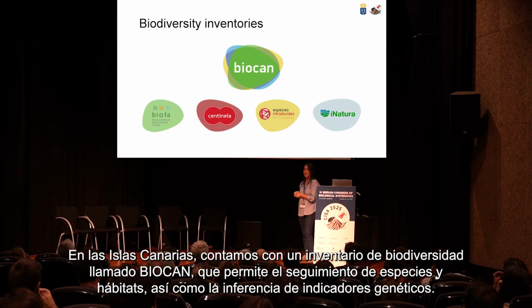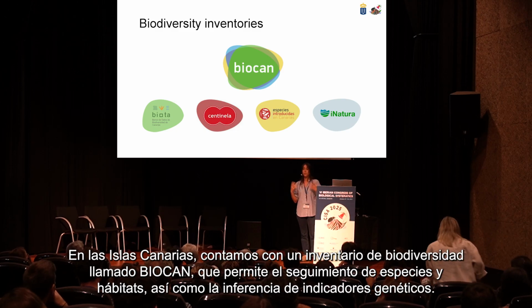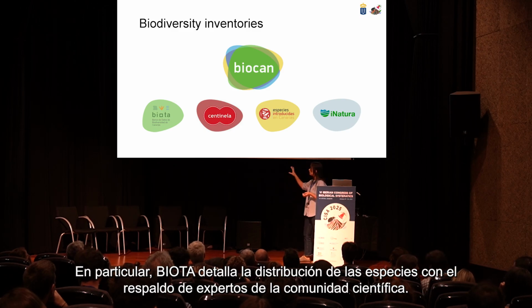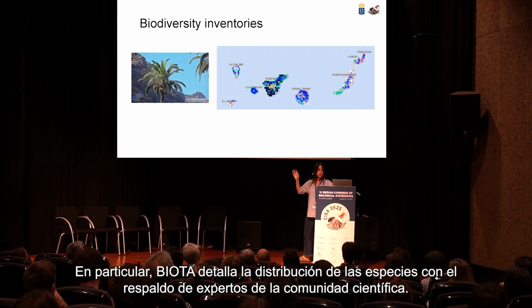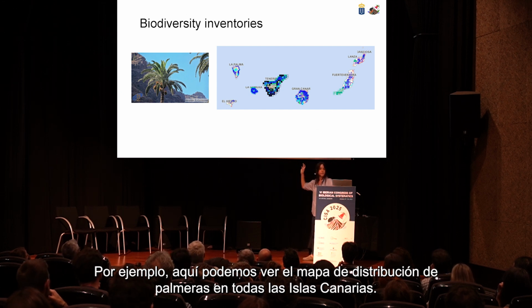So briefly, in the Canary Islands, we have a biodiversity inventory that's called Biocan that allows us to track species and habitats, as well as provide the basis for us to calculate these genetic indicators. In particular, Biocan provides a lot of information about species, including their distributions. Here you can see an example of the distribution of the palm tree across the archipelago.